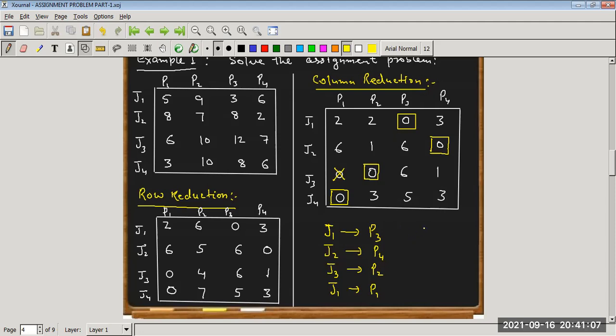Now we find the assignment cost. The assignment cost is equal to: for the J1 job assigned to person P3, they charge 3 for this job. So person P3 charges 3 units for job J1, so we put 3.